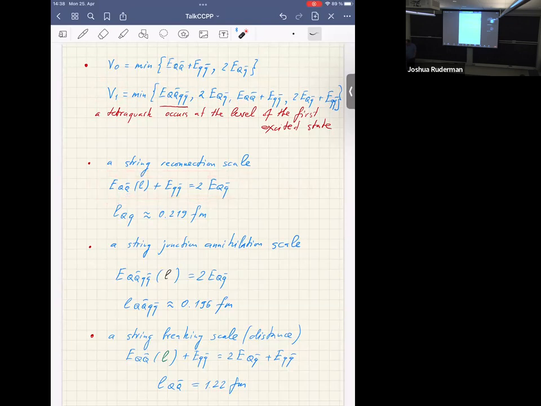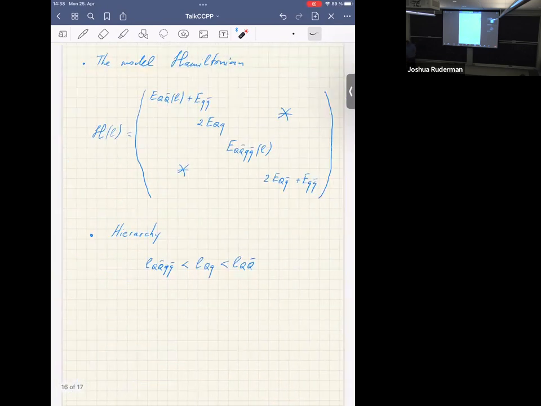That's a string junction annihilation, and then string breaking again. And now that's what I told, that's the effective Hamiltonian. This guy I equate with this. An interesting point is that the hierarchy looks like this: first, string junction annihilation, then string reconnection, and then string breaking.